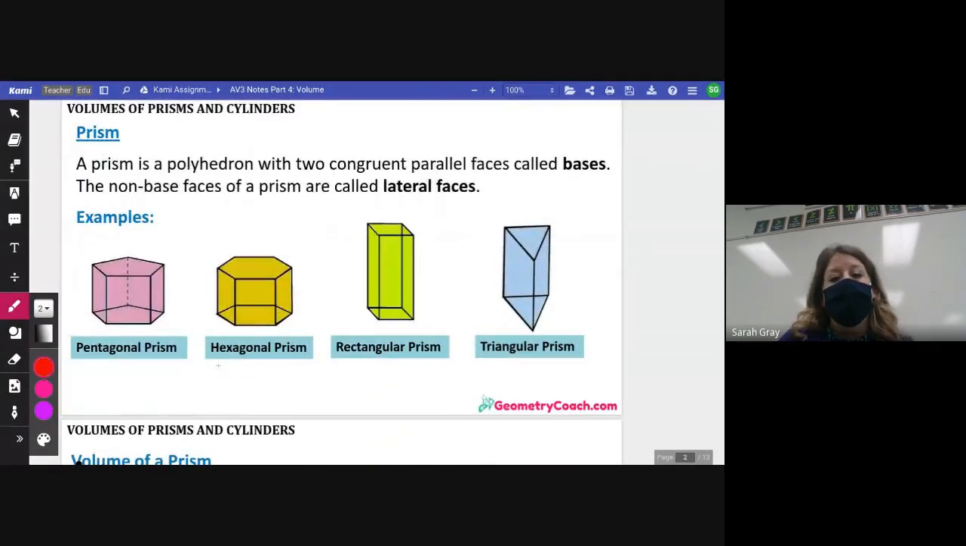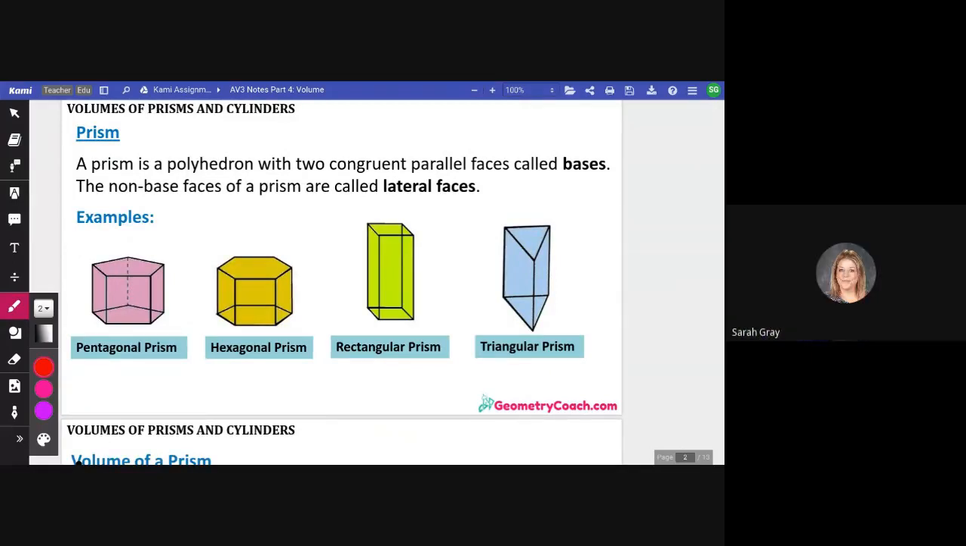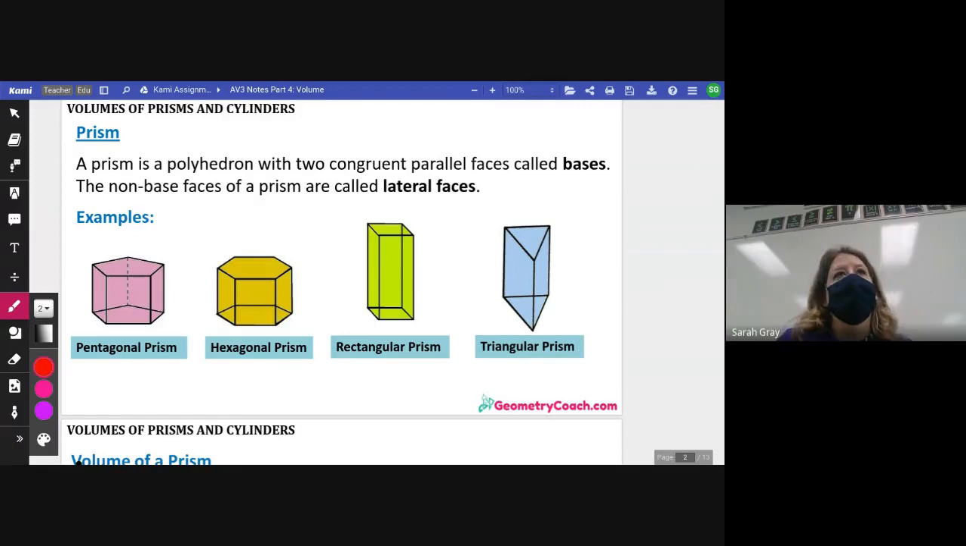All right. So we're going to start with prisms again. Same as yesterday. They have parallel bases. The base is the weirdest shape of the group. The lateral faces are the rectangular faces. This time I arranged the rectangular prism and the triangle prism in the correct orientation. So the bases are actually where we think of bases being, the top and the bottom.